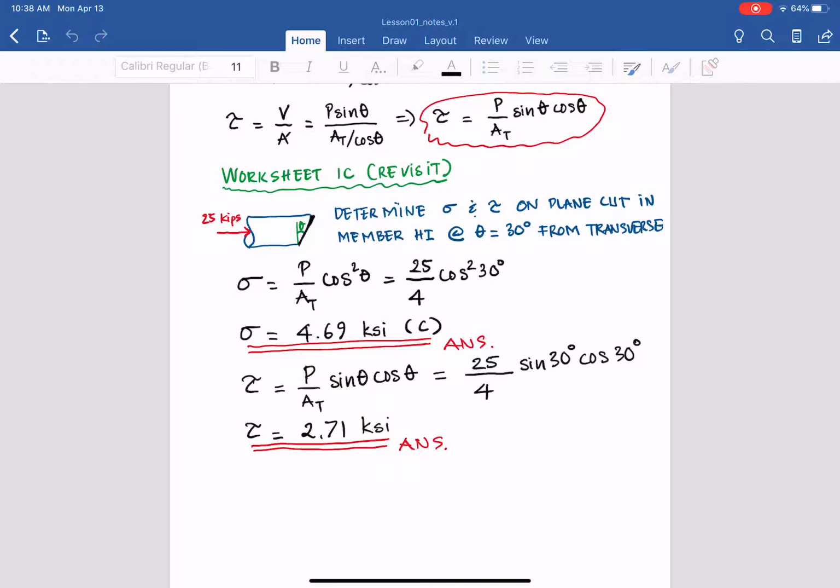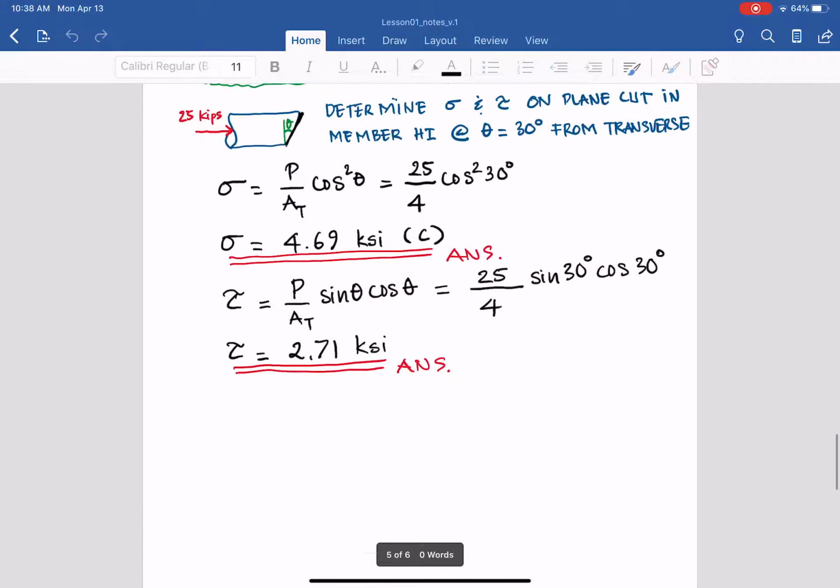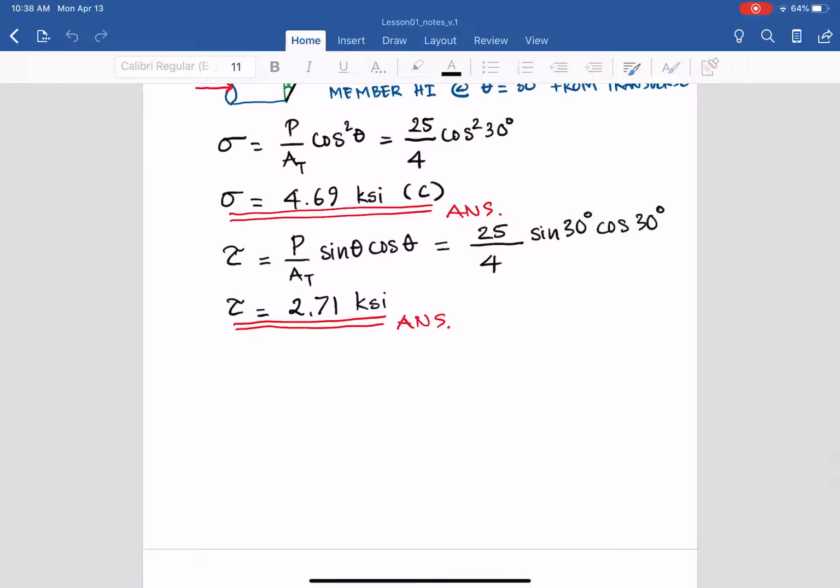From this example, when we revisited worksheet 1C for a member that has 25 kips in compression, if we cut through a plane that forms an angle theta of 30 degrees from the transverse, we have both normal and shear stress. So from that, we have a new concept that we are going to talk about, and it will be the last concept we talk about in today's lesson. That will be the state of stress.